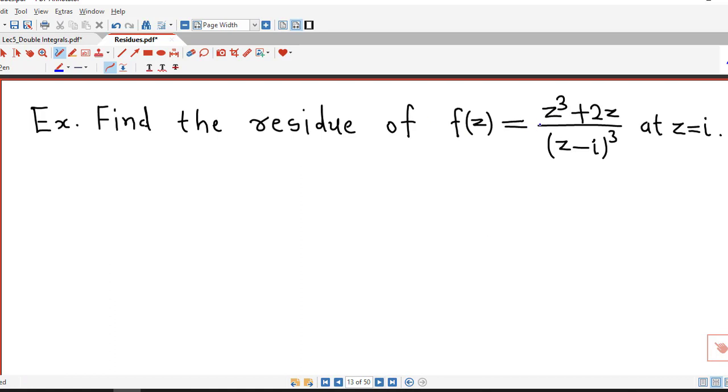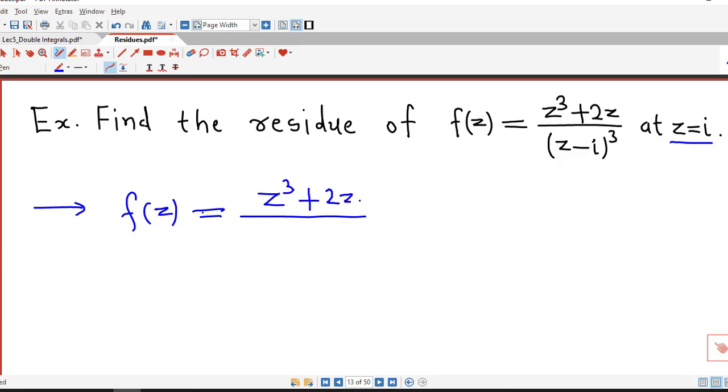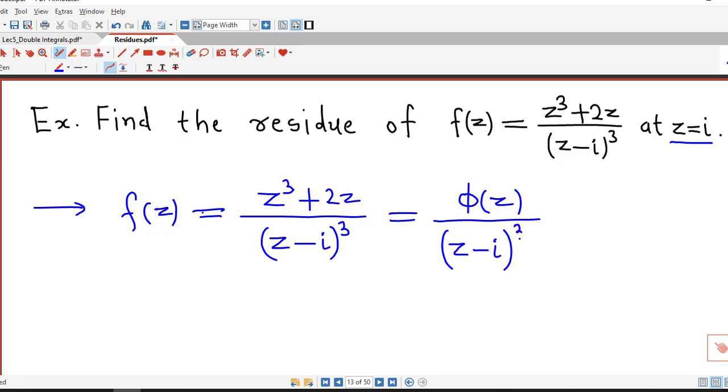Find the residue of f of z equal to z cube plus 2z over z minus i cube at z equal to i. So here the given function f of z is z cube plus 2z divided by z minus i cube, and we are asked to find the residue at z equal to i. We can see that our function is already in this form, phi of z over z minus i to the power 3.